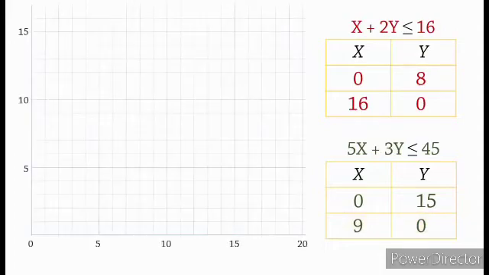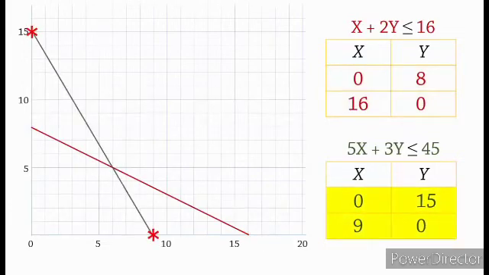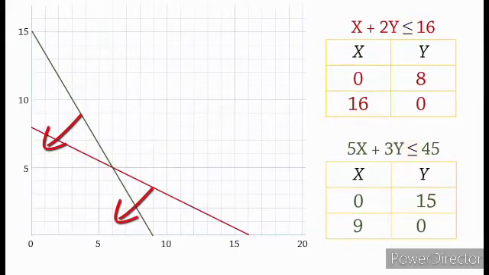Now, when drawing the graph, we usually just stay in the first quadrant here, where both x and y are positive because of the non-negativity constraints. So for the first constraint, we have the points 0, 8 and 16, 0. We join those 2 points for the constraint line. We do the same for constraint 2, 0, 15 and 9, 0, and then draw the constraint line. Since these constraints are less than or equal to constraints, they will be satisfied in the region below the lines towards the origin. Therefore, the region satisfying both constraints simultaneously is this one here.